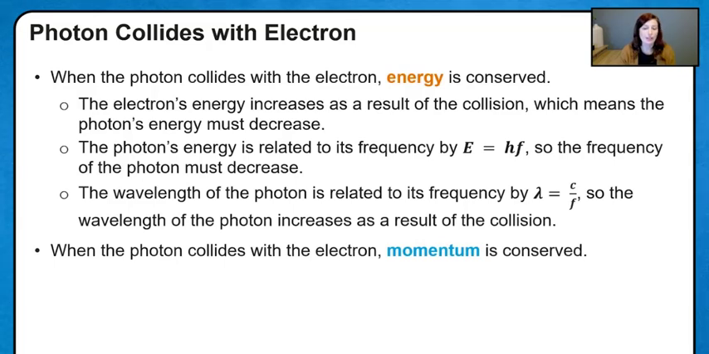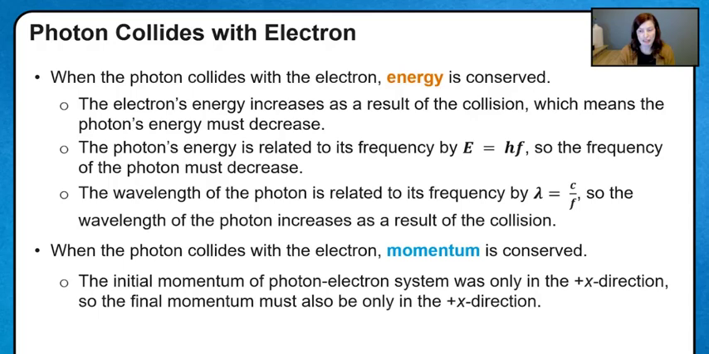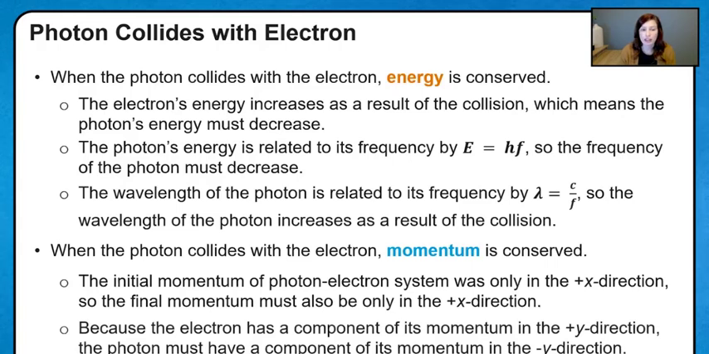All right, let's talk about the momentum now. When the photon collides with the electron, we know the momentum is conserved. The initial momentum of the photon-electron system was only in the positive x direction, so the final momentum must also only be in the positive x direction. Because the electron had a component of its momentum in the positive y direction, that tells us the photon must have a component of its momentum in the negative y direction.